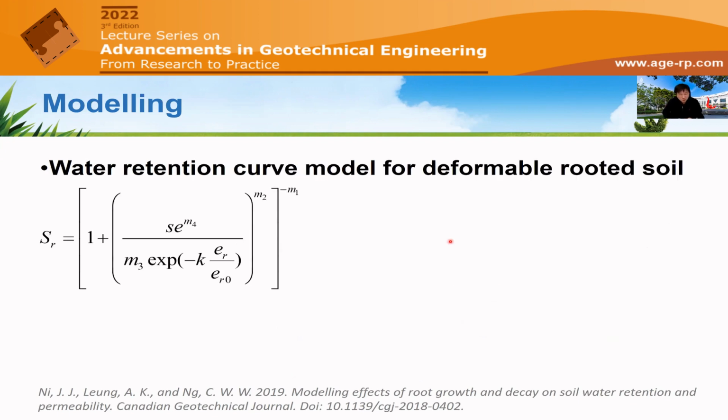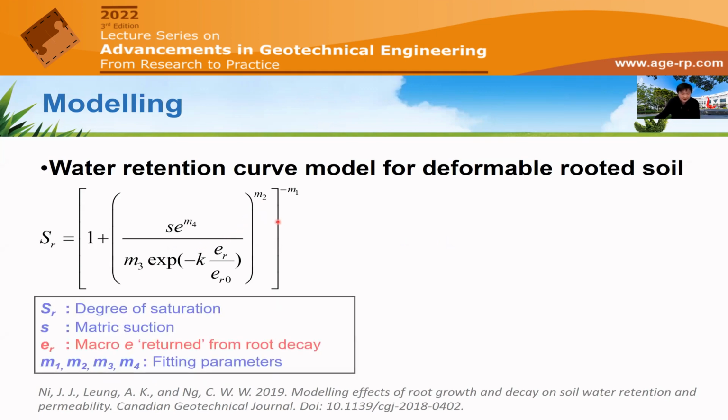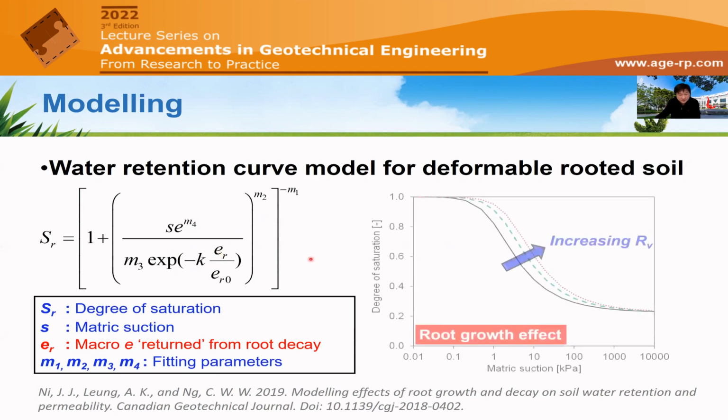Okay, so we recall the famous water retention curve for deformable soil from Gallipoli et al. 2003, published in Géotechnique. So what we are doing here is just to put our new void ratio function into that existing water retention curve equation, so that we can capture the root effect. Okay, so the blue symbols here represent those existing parameters from the water retention curve, and the red one here represents the new void ratio associated with the root effect.